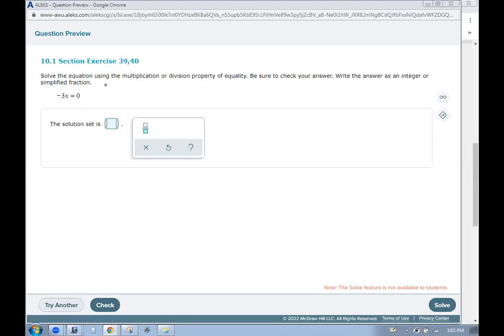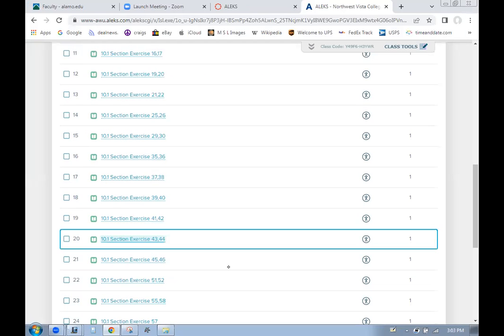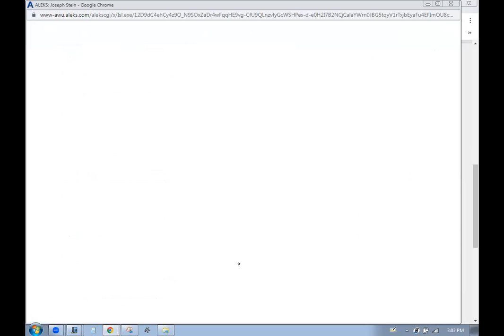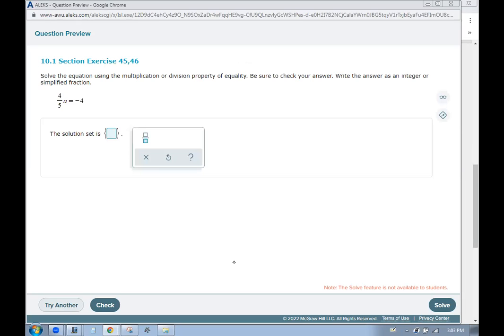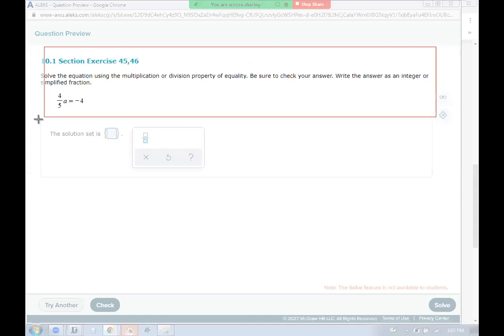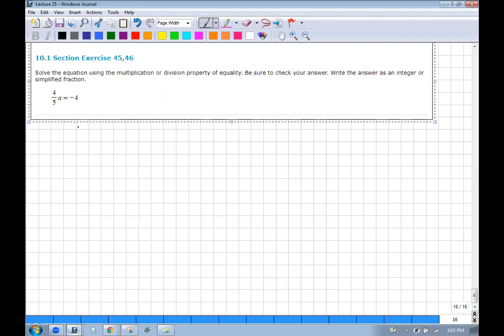All right, you should be able to look at this and say, obviously x has to be 0 because 3 times 0 is 0. All right, so the solution set would be 0, right? I'm not even going to write that one down. The simplest of equations to solve. All right, this one at least has a fraction in it. Let's write this one down here.